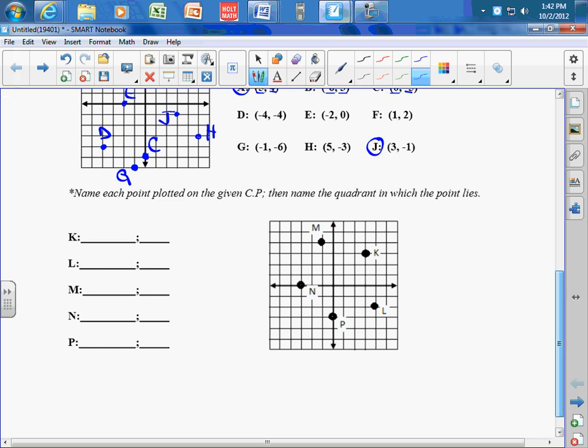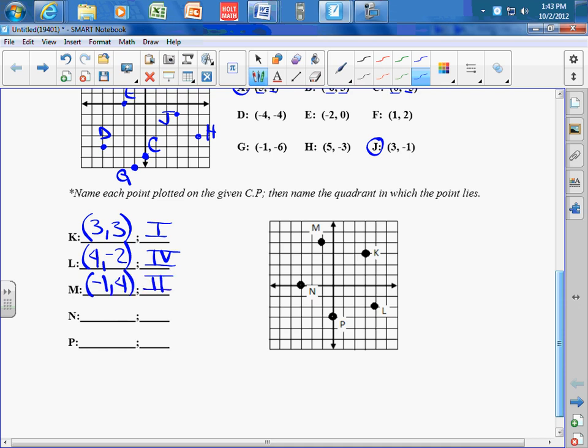And then we can also name the coordinates of certain points. Down here for point K, that's 3 to the right and 3 up. All points are given in parentheses separated by a comma, and it is in quadrant 1. L is 4 to the right and 2 down. That would be positive 4 and a negative 2. It's in quadrant 4. M is 1 to the left and 4 up. That's negative 1, positive 4, quadrant 2.